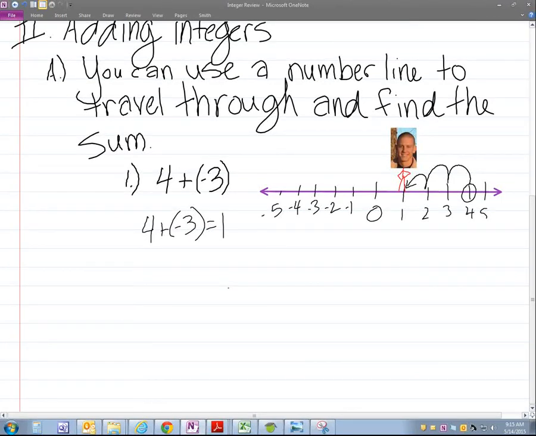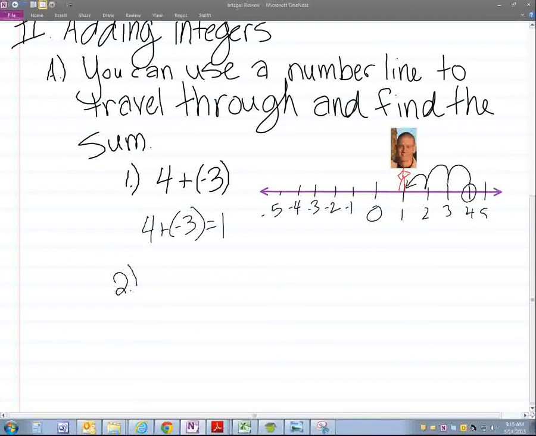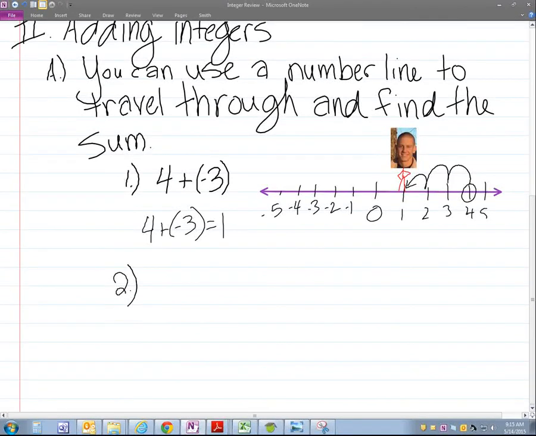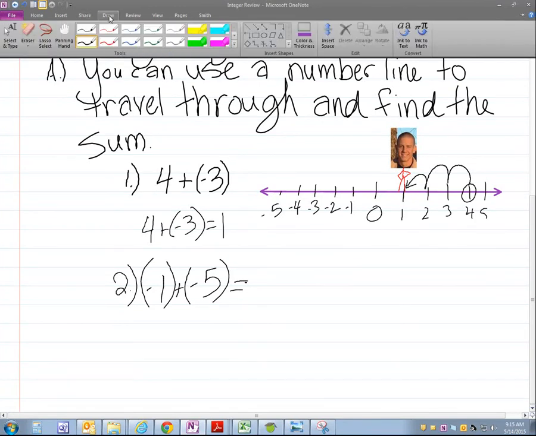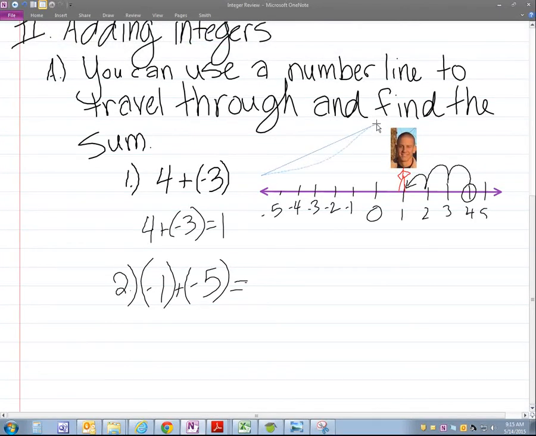All right, let's do another one. So I'm going to choose this one. We're going to go -1 plus -5. -1 plus -5.